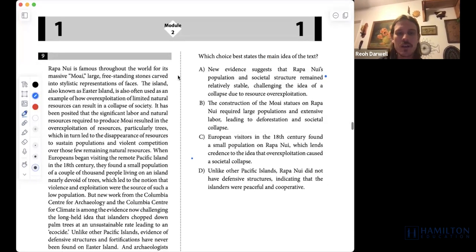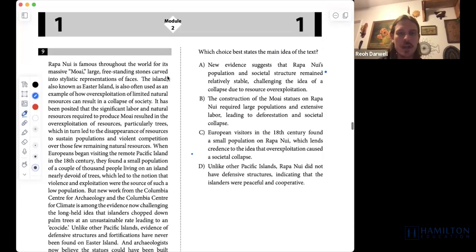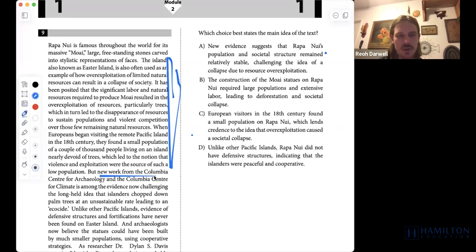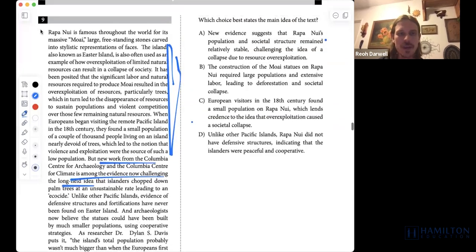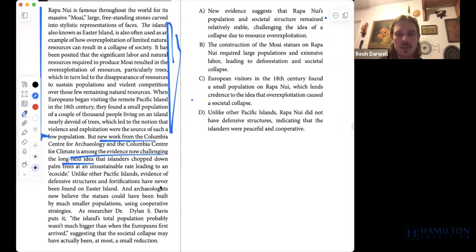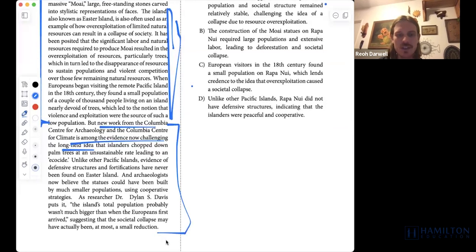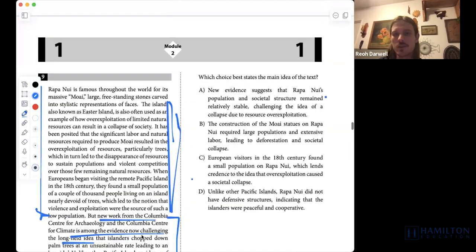We will see that there are a lot of examples of what it used to be. This is what the old view was. But now we have a new view that challenges the long-held idea. So even though the majority of the passage is talking about one thing, you'll see that the main idea is actually here, which is that societal collapse may have actually been at most a small reduction.